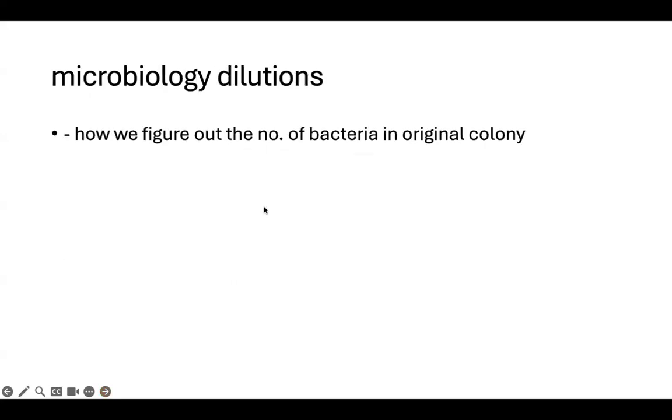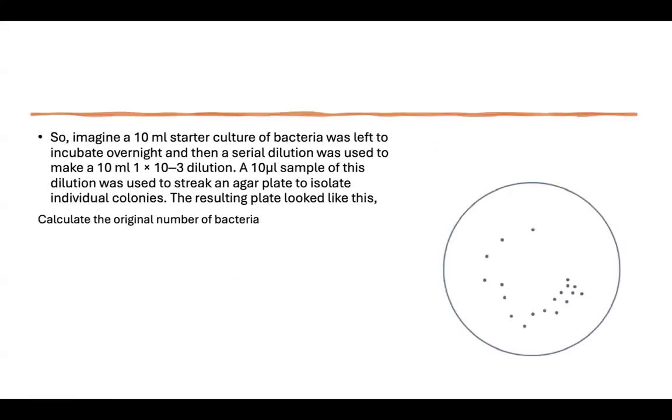Okay, so microbiology dilution. So this is where we can figure out the number of bacteria in the original colony. It's sort of working back, going step by step and figuring out the maths. So we're going to go in depth with this. Let me know if you've got any questions along the way.